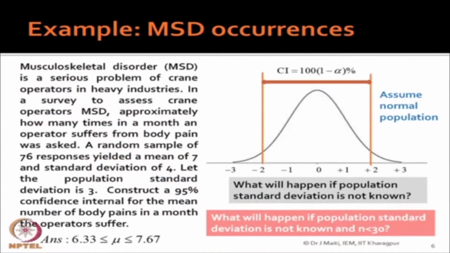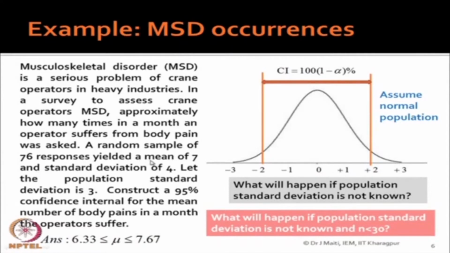This is a problem. What is this? Musculoskeletal disorder, MSD, is a serious problem of crane operators in heavy industries. In a survey to assess crane operators' MSD, approximately how many times in a month an operator suffers from body pain was asked. Basically, this is one of the crude measures of MSD, how many times in a month they suffer from body pain. A random sample of 76 responses yielded a mean of 7.